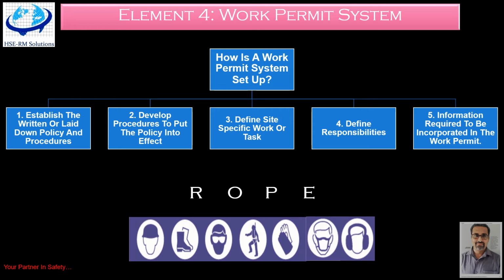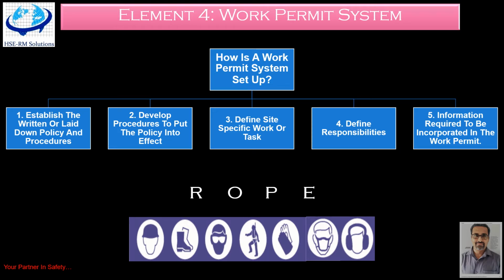Then coming to developing procedures to put the policy into effect. So what are the procedures? Clearly identify the types of job requiring a work permit, explain the permit system, and define the responsibilities. Once the policy and procedures are established, we develop the procedures for how this entire facility is going to work. Then we define the site.